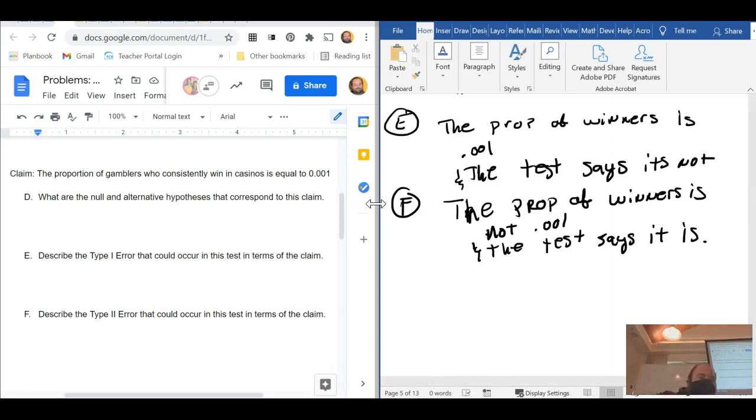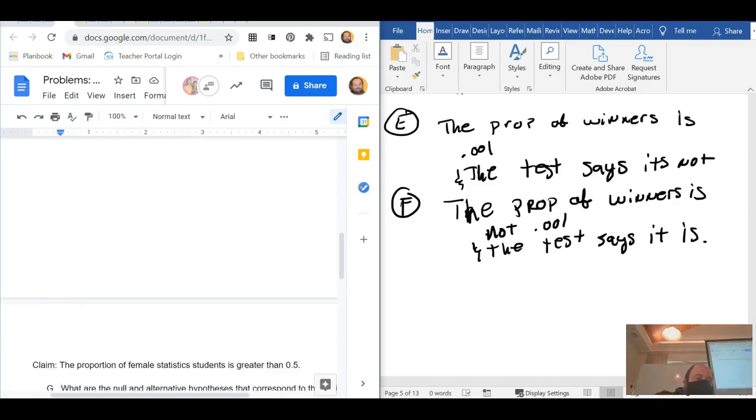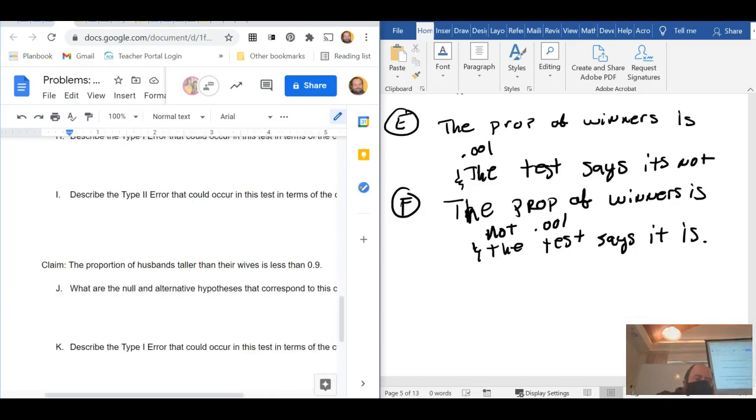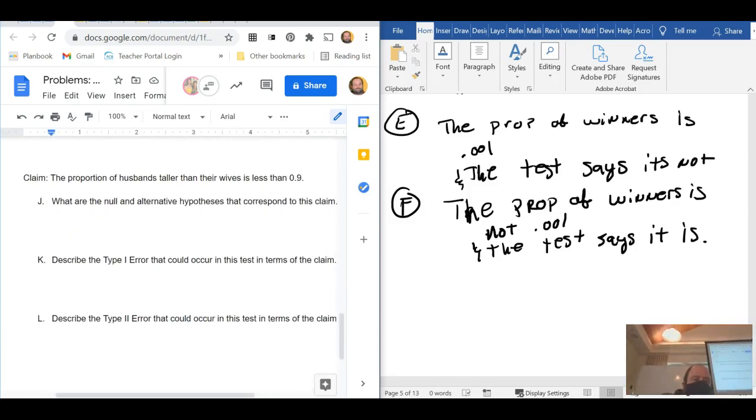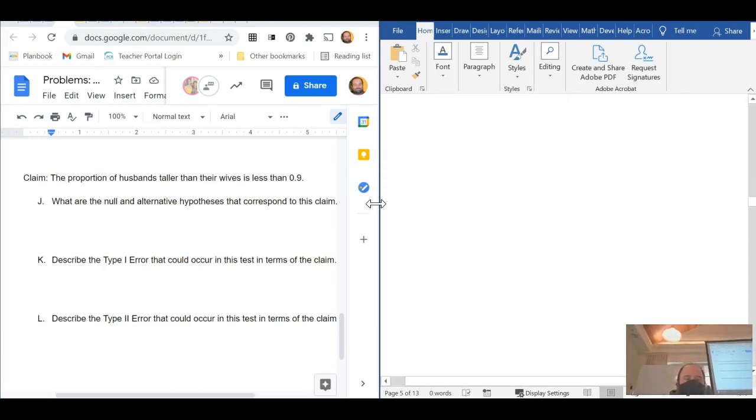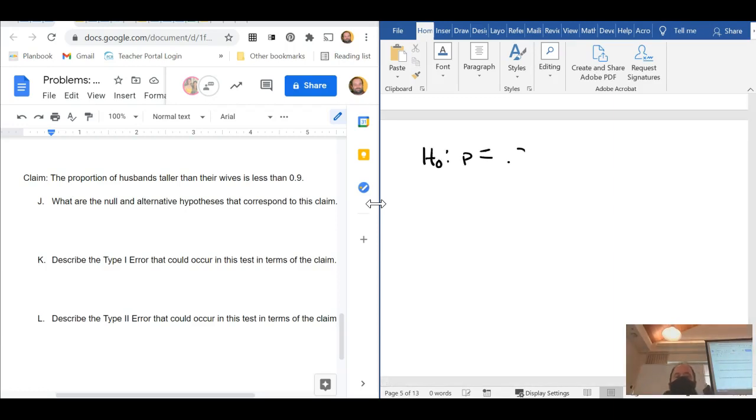Pretty good? All right, so let's drive down to the last one here. The proportion of husbands that are taller than their wives is less than 90%. All right, so H null: the proportion would be 90%. And the alternate is that the proportion is less than 90%. So that's J. Okay.